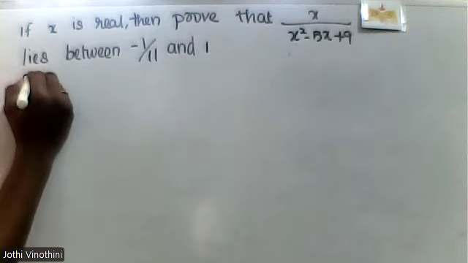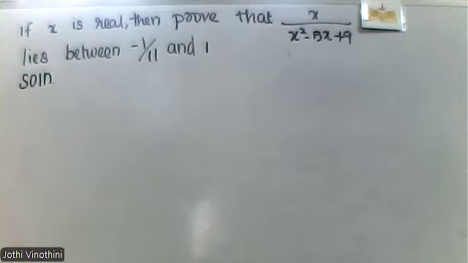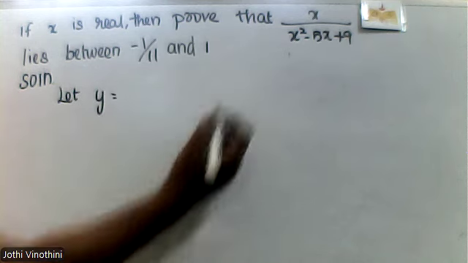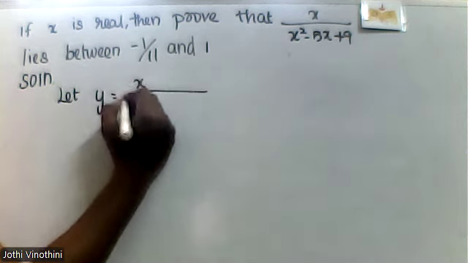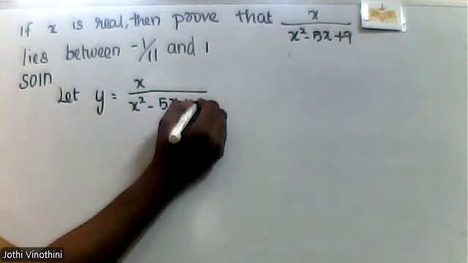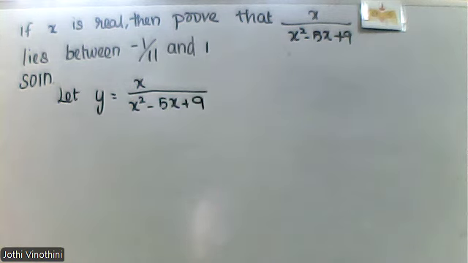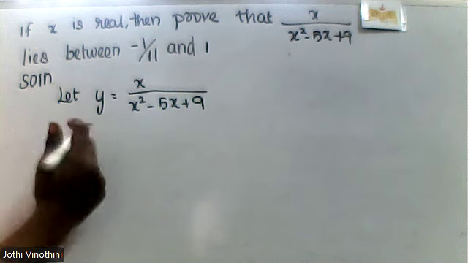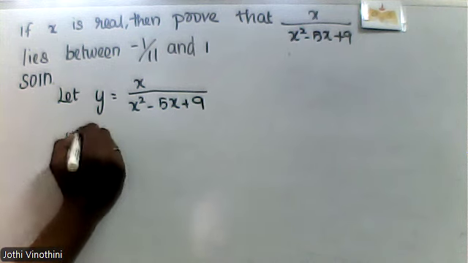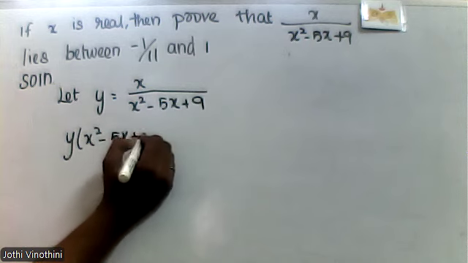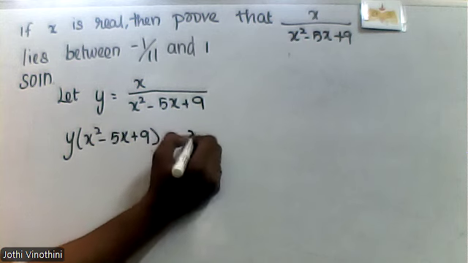Okay, solution. So what is the first step? We have to equate the given equation to y. So let y equal x divided by x squared minus 5x plus 9. Now I am going to take this denominator to the left-hand side. So it becomes y multiplied by x squared minus 5x plus 9, which equals x.